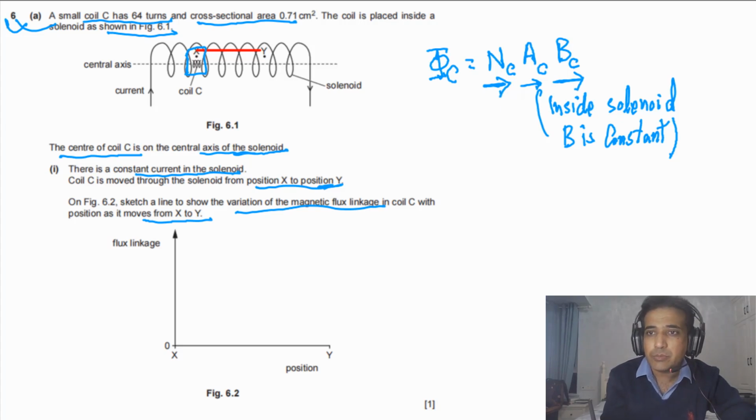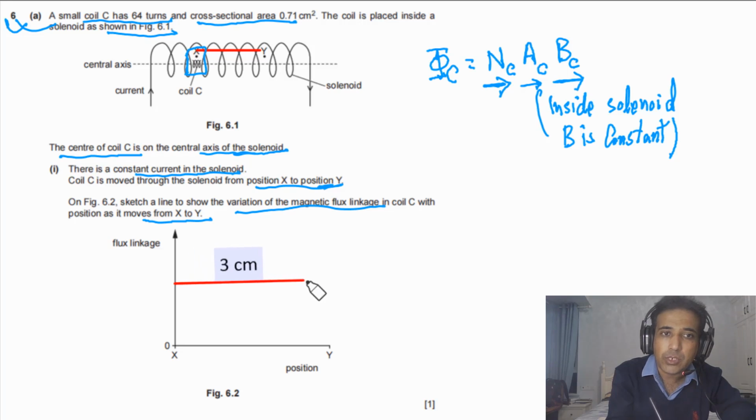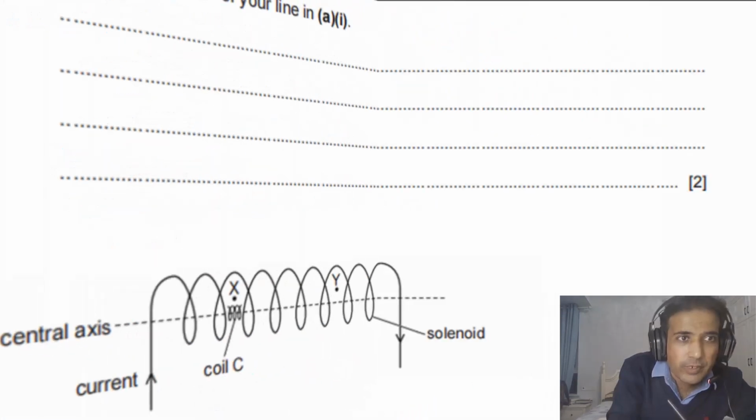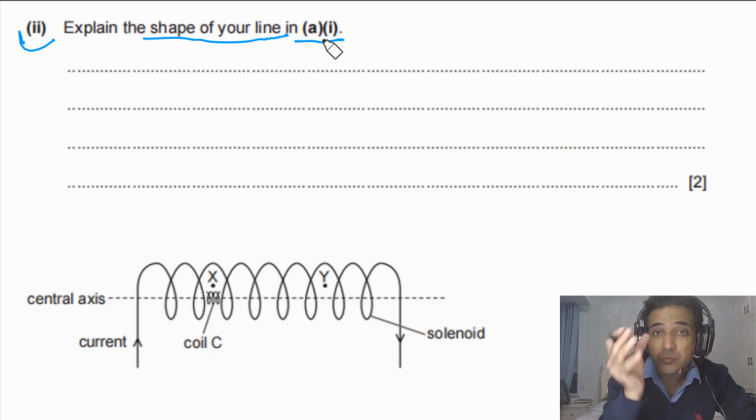So it simply means that we need to draw a horizontal line. You can draw anywhere. So simply you can draw one horizontal line. If you have drawn this one, you will get 1 mark for this question. For the second part, we need to explain the shape of line in part A1. We have already discussed why we draw the horizontal line. So now you need to explain why you draw the horizontal line.